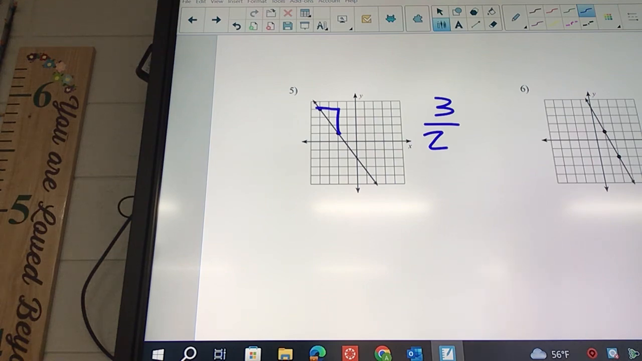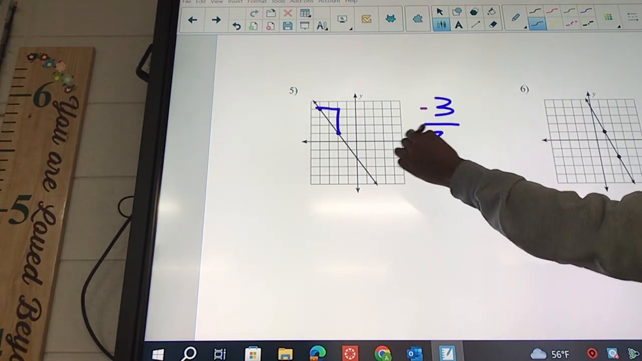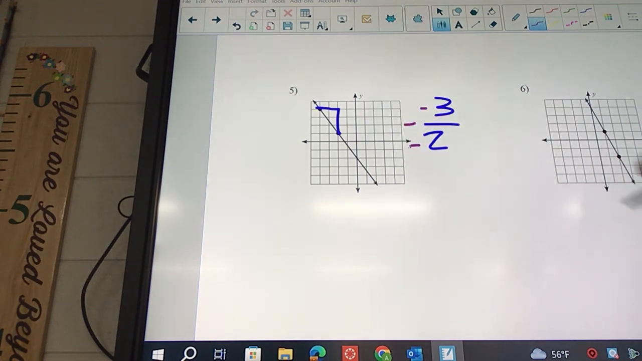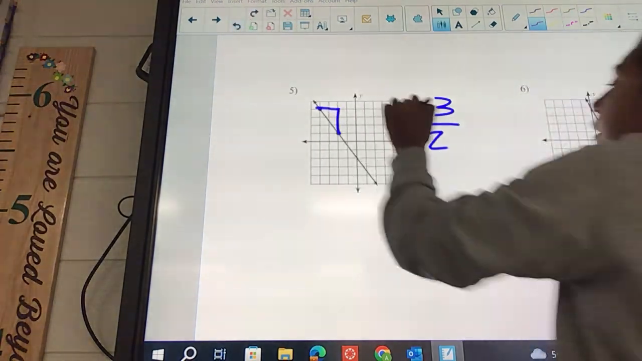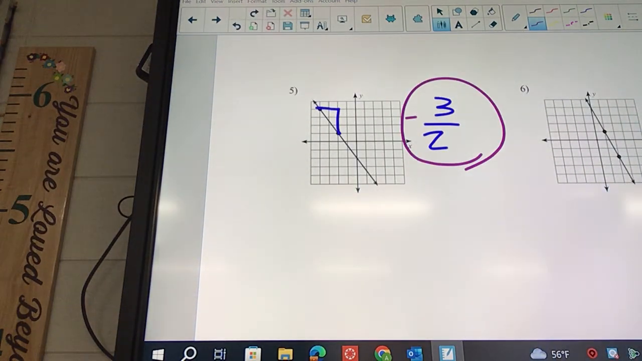Now, take a second, look at me. You can either put a negative here, here, or here, but only one. They all mean the same thing. It does not matter where you put that. You can attach it to the 3, you can attach it to the 2, or you can attach it right out in front of that fraction mark.